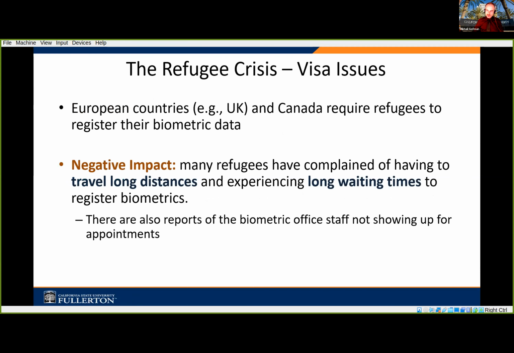Another way in which biometrics has impacted the ongoing crisis is that many refugees who are seeking asylum in countries such as the UK and Canada must have their biometrics scanned in order to obtain an entry visa into those countries. One of the issues which has been reported continuously was that many refugees have been frustrated about having to travel long distances to biometric registration offices, and once there, having to wait a very long time to register their biometrics.